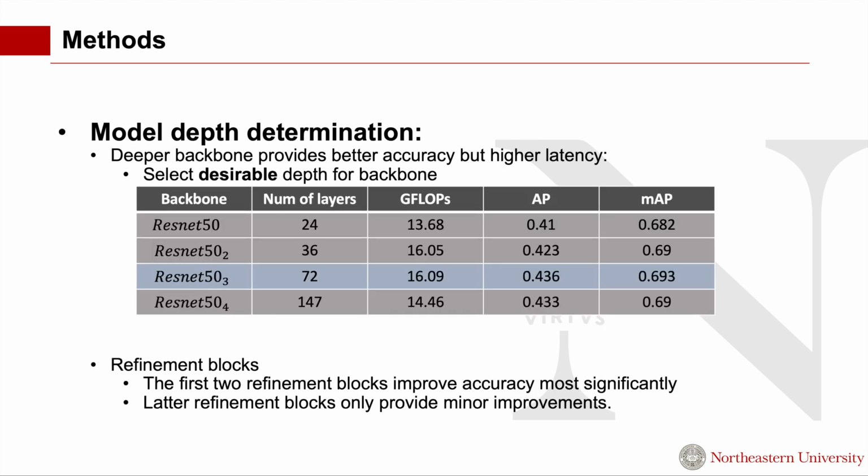For the backbone depth, we did some experiments and found that a deeper backbone provides better accuracy but higher latency, as shown in the table here. We just select a suitable depth for the backbone to get good results in both accuracy and latency. As for the refinement blocks used in the model to get higher accuracy, the first two refinement blocks improve accuracy most significantly, and the latter refinement blocks only provide minor improvements. In application, considering the latency, we just use one refinement block to improve the accuracy.